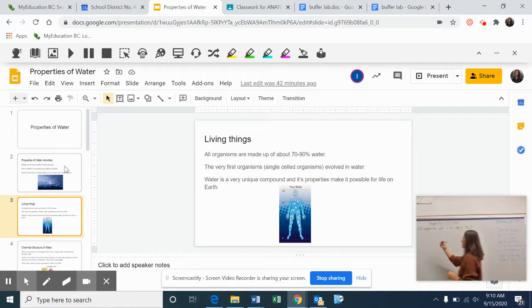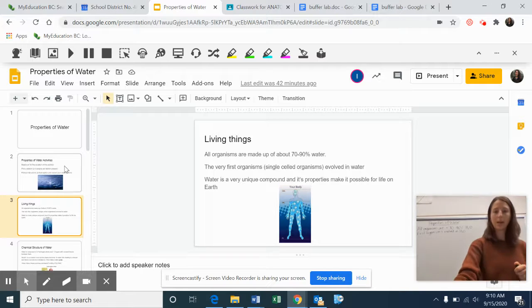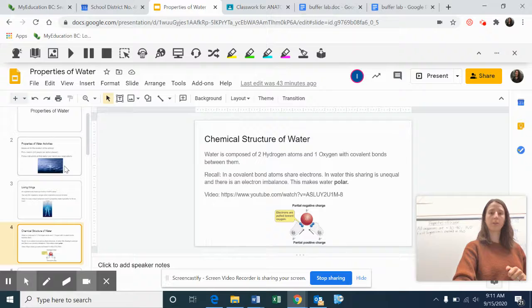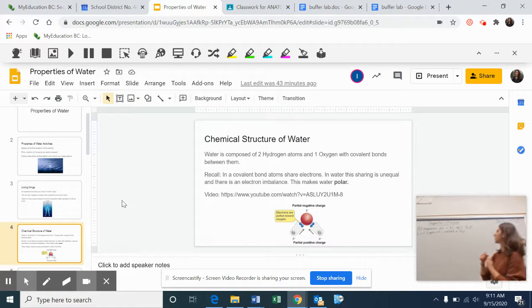And the first organisms evolved in water. So it's a really important molecule. We evolved in it. The very first things came from it. So it's very important. It's been integrated into us. So water is really, really unique, and it has some properties that make it especially important for life on Earth. So we're going to talk a bit about the chemical structure of it.